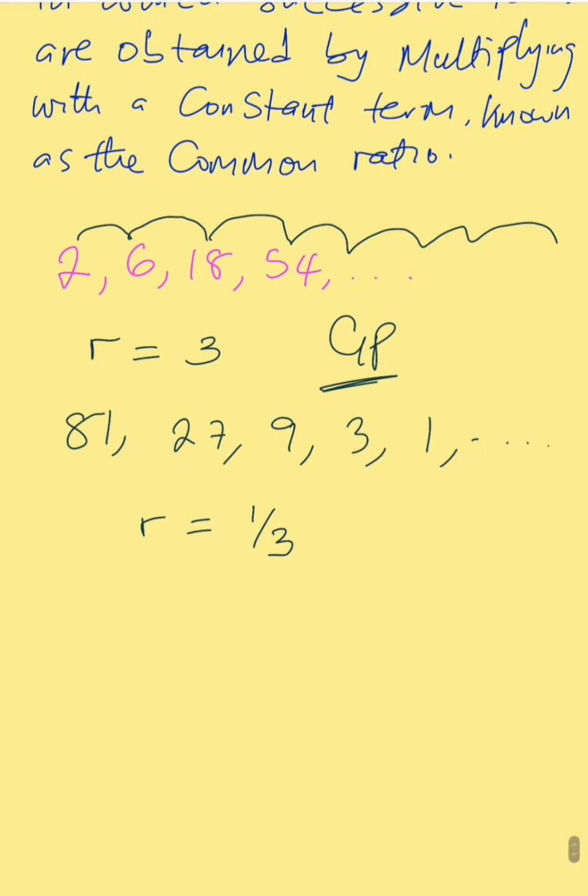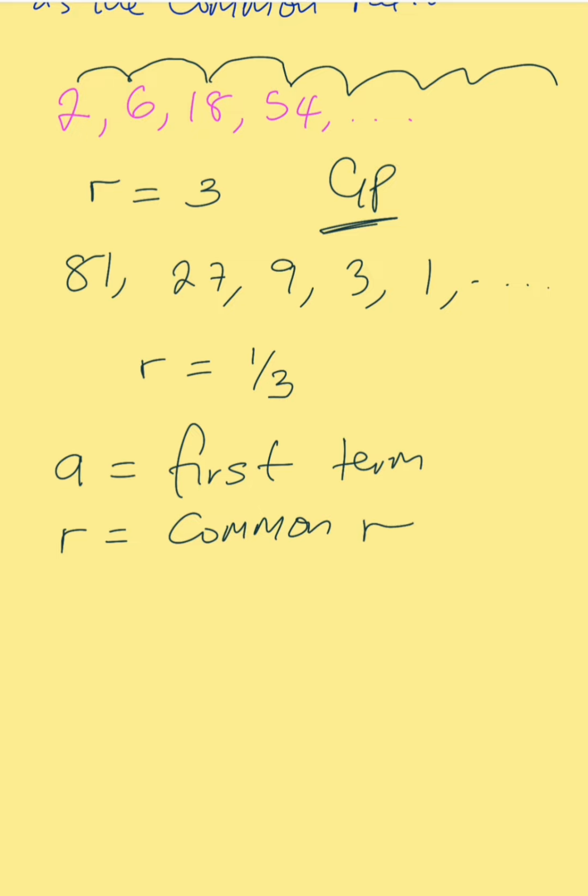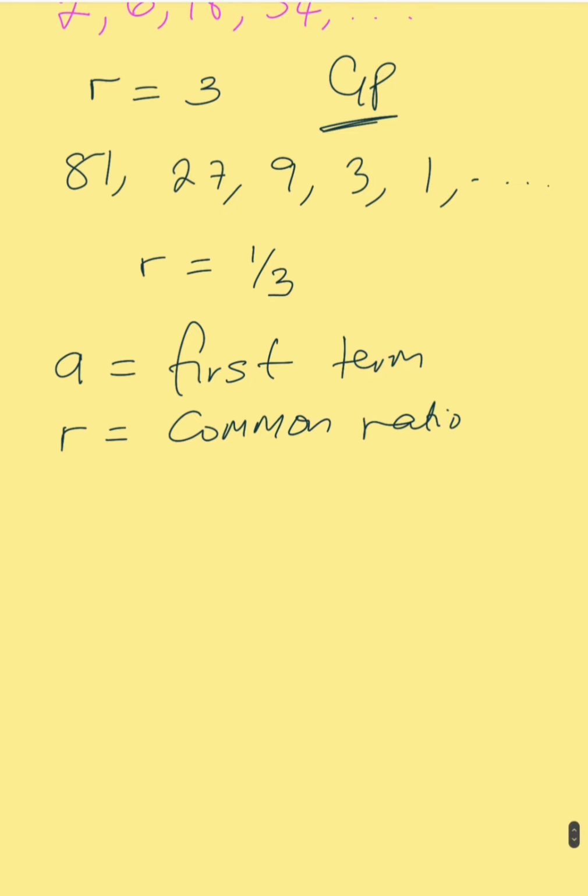All right. Now, in a geometric progression, the first term is known as a. a is the first term of a geometric progression. r is the common ratio, that constant number we use to multiply. Generally, the nth term of a geometric progression is given by ar to the power of n minus 1, where n is the number of the term you are talking about.